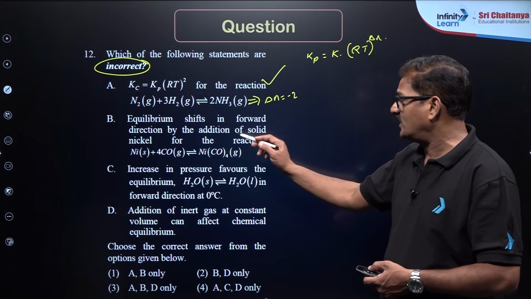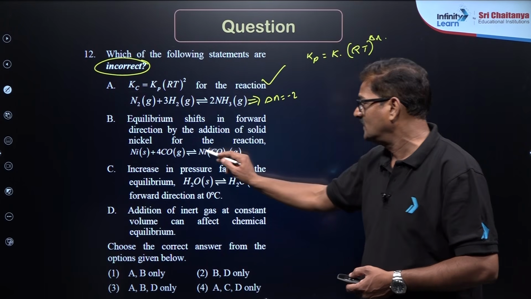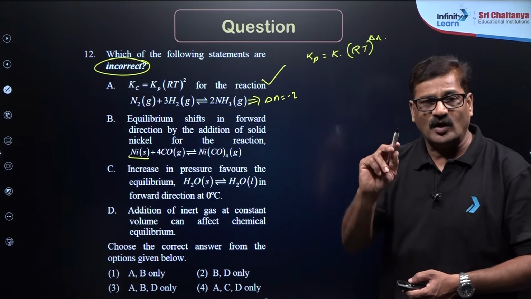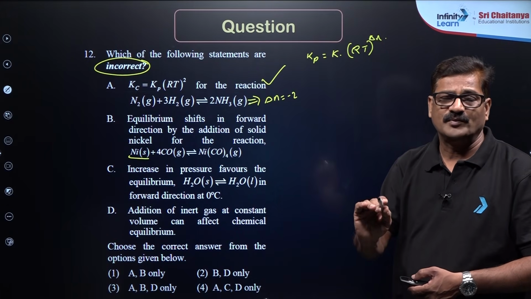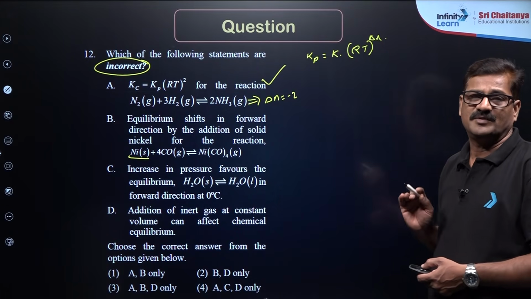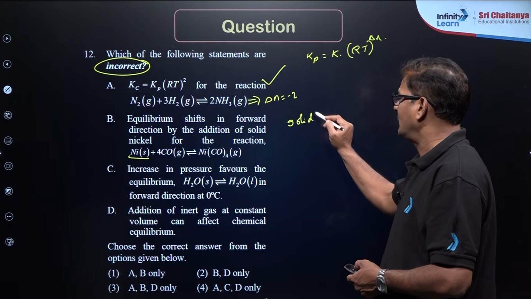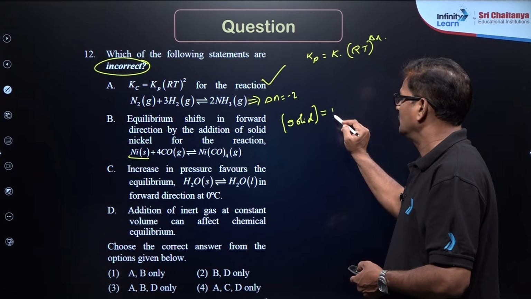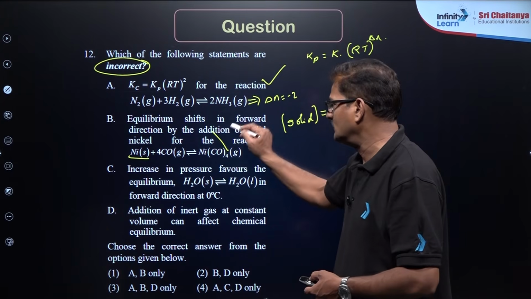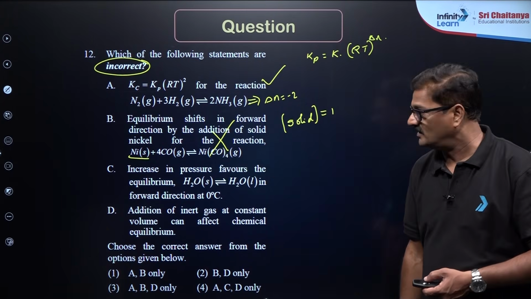Equilibrium shifts in the forward direction by the addition of solid nickel. A solid has no effect on the state of equilibrium, because whenever a solid appears, its active mass is taken as 1. So it has no effect. So this is a wrong statement.